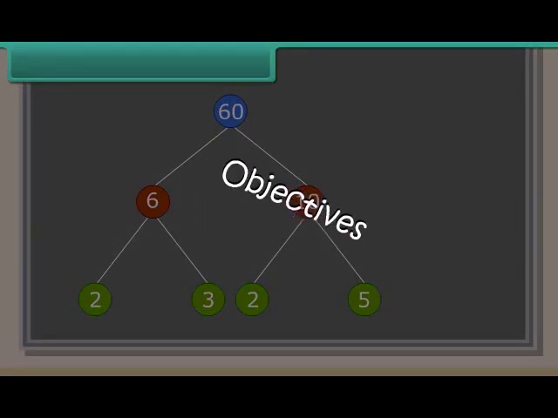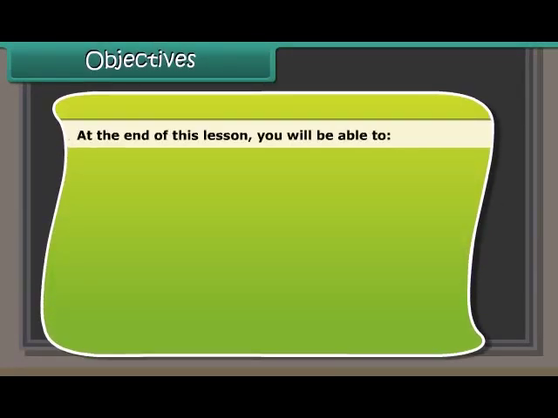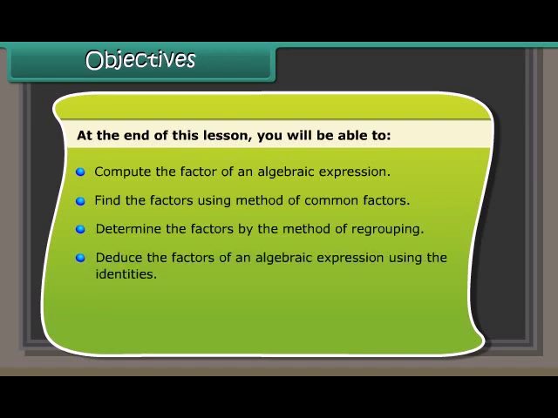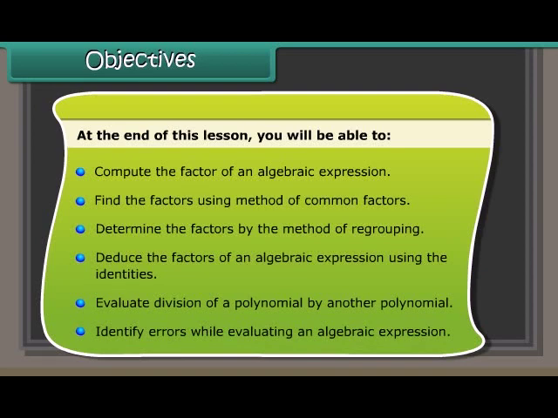Objectives. At the end of this lesson, you'll be able to compute the factor of an algebraic expression, find the factors using the method of common factors, determine the factors by the method of regrouping, deduce the factors of an algebraic expression using the identities, evaluate division of a polynomial by another polynomial, identify errors while evaluating an algebraic expression.